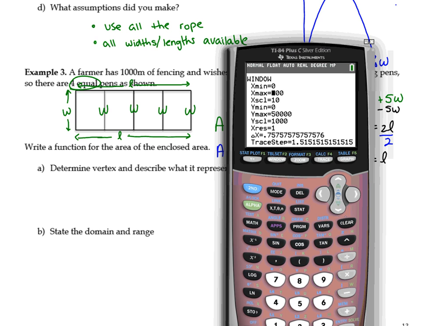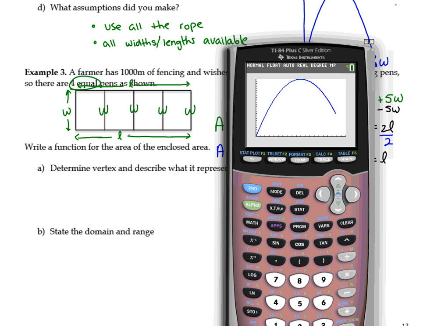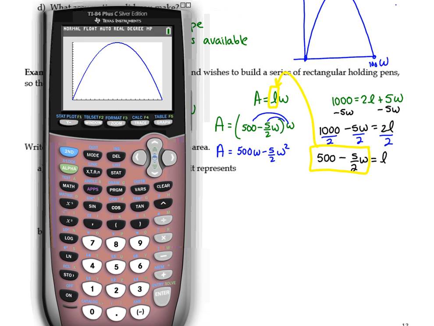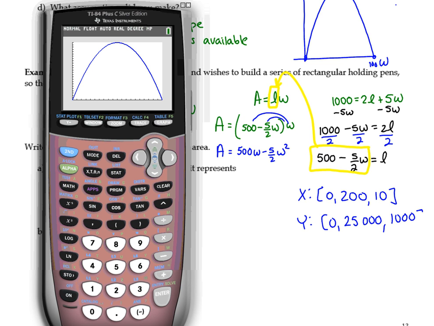As long as I can see your maximum, that's all that matters. Okay, graph. That should be perfect now. Can't get better than that. Okay, so let's write our windows out. So the windows were, for x, 0 to 200, scale of 10, and y, 0 to 25,000, scale of 1,000.